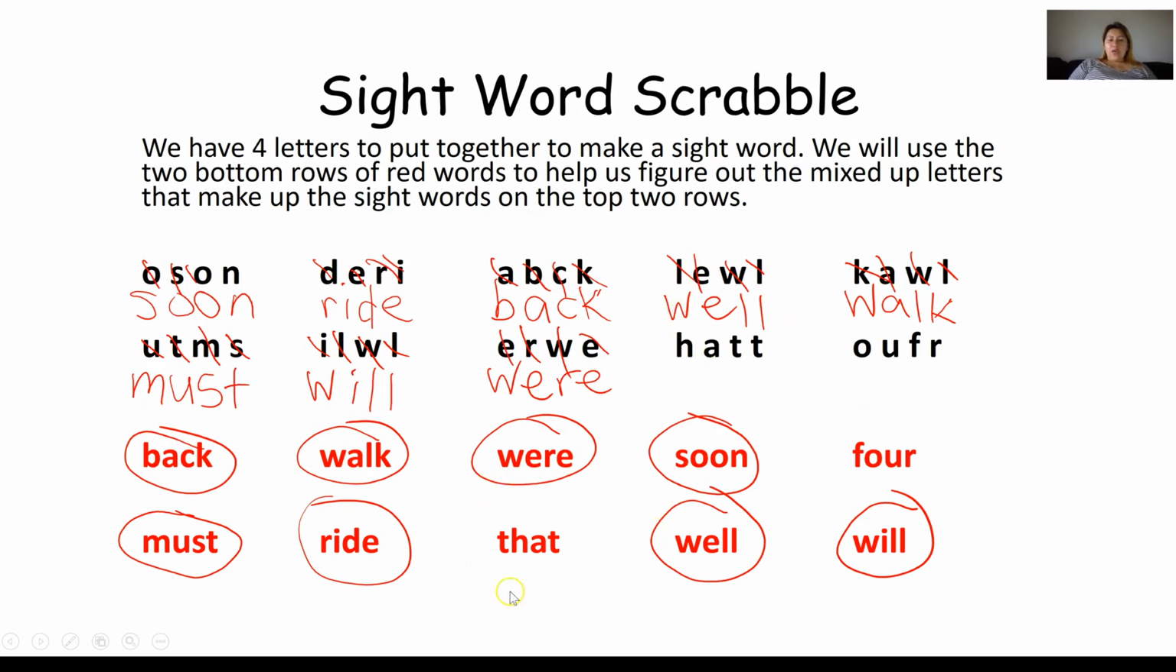H-A-T-T. Well, there's an H here, there's also an A, and there are two T's. So there we go. First try again. All right, so let's go ahead and spell that sight word correctly and see if we use all those letters. First is a T, cross it out. H, cross it out. A, cross it out. And last, we have a T, cross it out. So that word is that. That. All right, boys and girls, we are on to our last sight word.